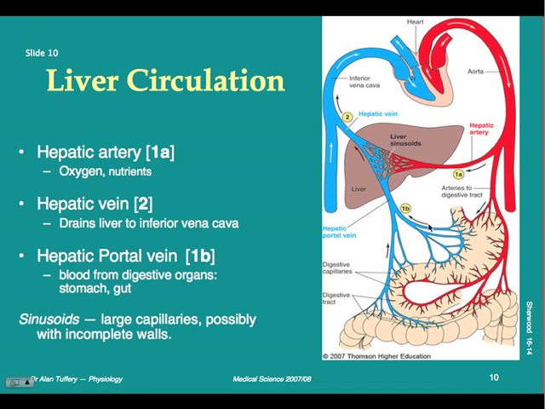Hepatic vein, where is it? There it is, going out. Drains the liver out to the inferior vena cava and back up to the heart. So that's grand, and circulation thereafter. Then you've got the hepatic portal vein coming in from the gut, bringing the nutrients in there. So this is a low pressure system. So that's our system. And inside we've got the sinusoids.